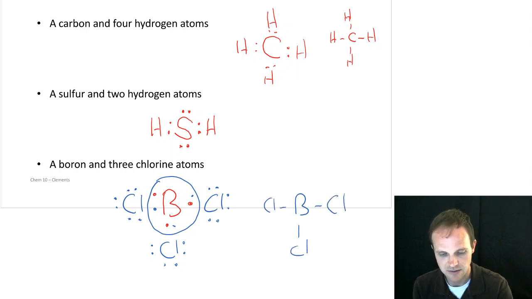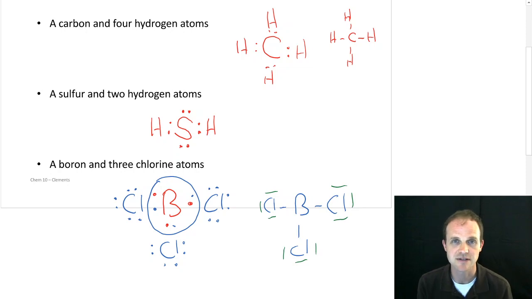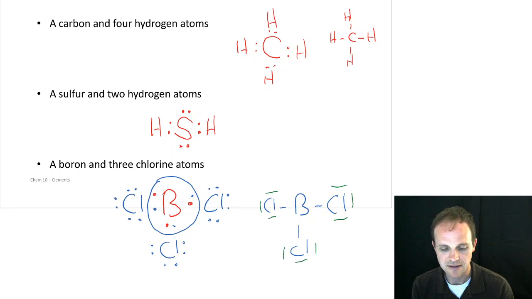One of the things I like to do when doing chlorine is do my electrons in a different color, because that L in chlorine looks like a pair of electrons. So there we go, boron trichloride and some other things.